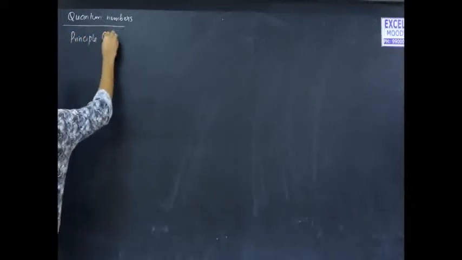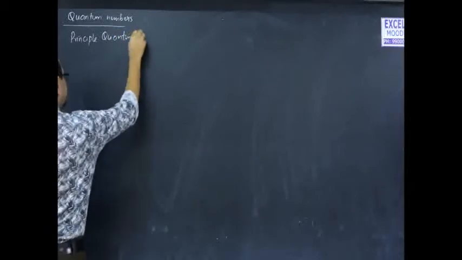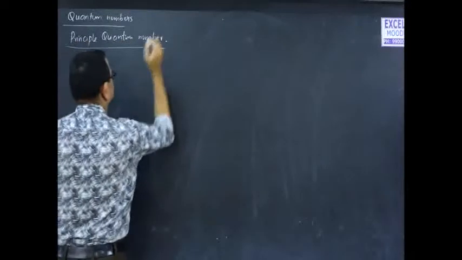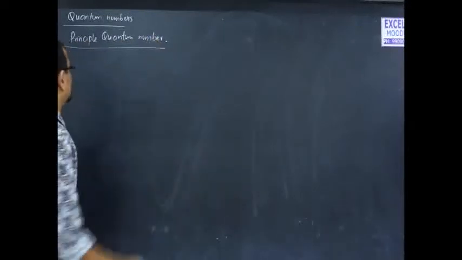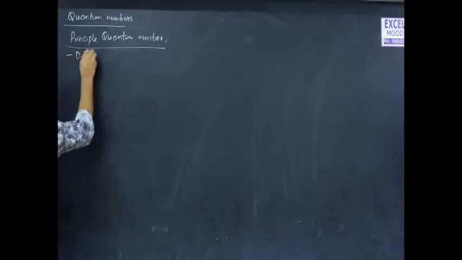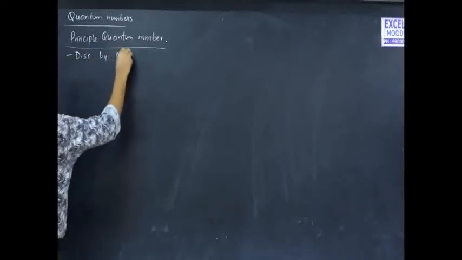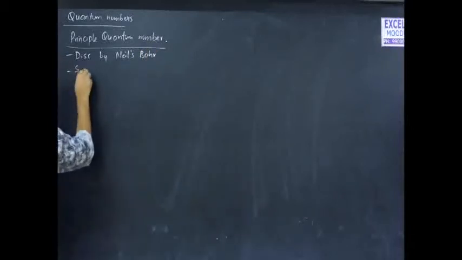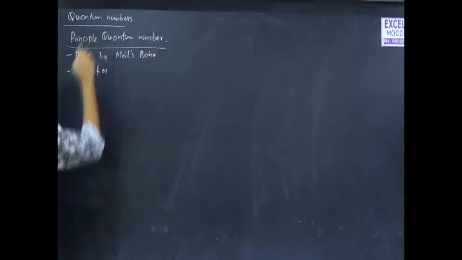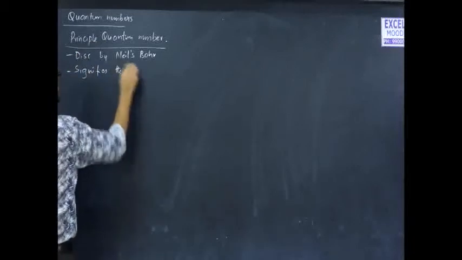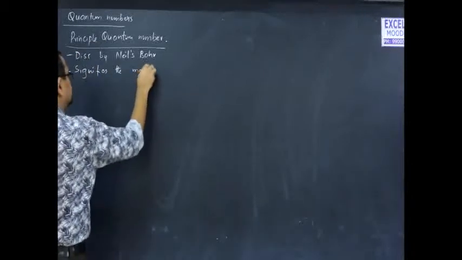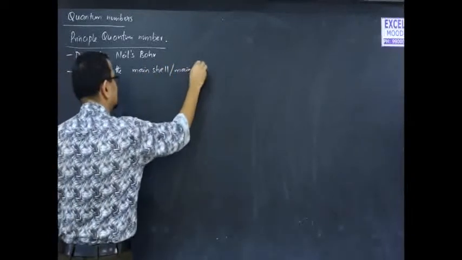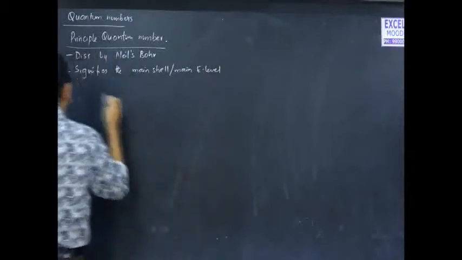The first one is the principal quantum number. So, who gave this principal quantum number? It was given by Niels Bohr. What is the significance of this principal quantum number? It signifies the main shell, or main energy level, to which the electron belongs.